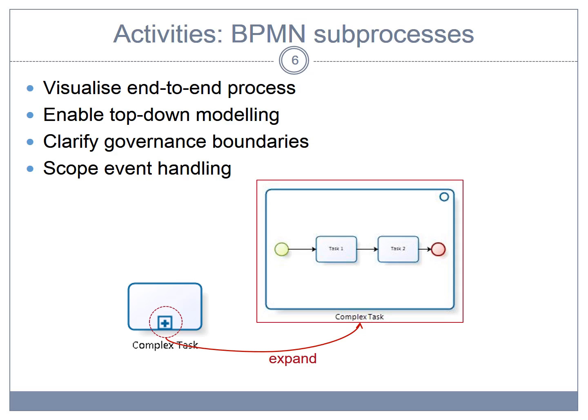It's also used to clarify governance boundaries, because a subprocess is an entity, and you can put that within one unit of governance. And finally, we will see that we'll also use that to delimit the scope for event handling, especially for interrupting events.